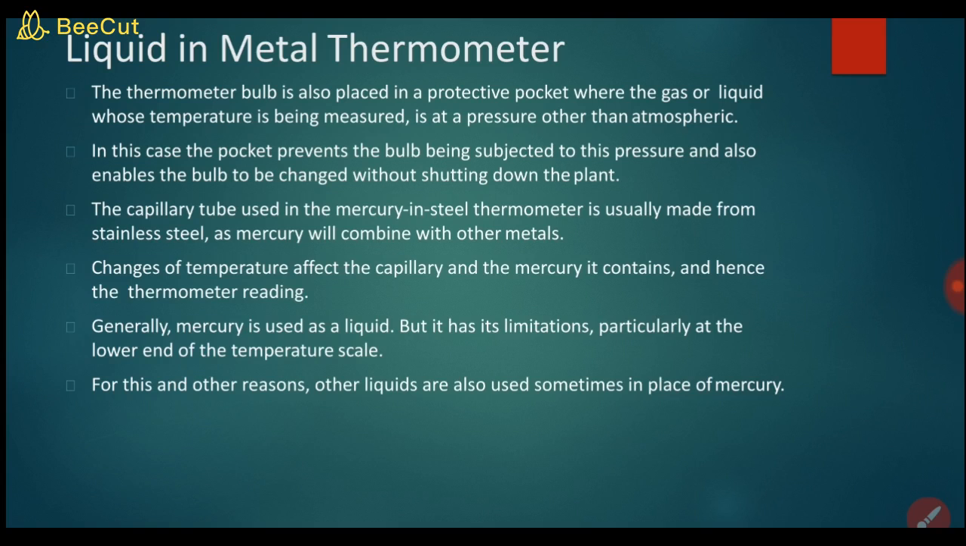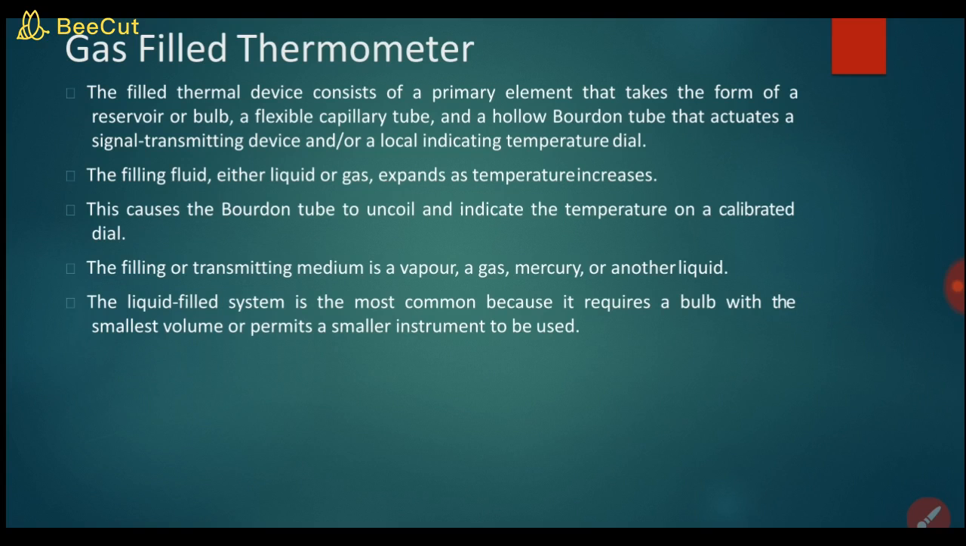As you see, the capillary tube used in the mercury in steel thermometer is usually made from stainless steel, as mercury will combine with other metals. Changes of temperature affect the capillary and the mercury it contains, and hence the thermometer reading. So it is generally mercury that we use here as the liquid, but it has a limitation: the lower end of the temperature scale is affected. So for this reason, another liquid is also sometimes used in place of mercury. Next we have, student, the gas filled thermometer.